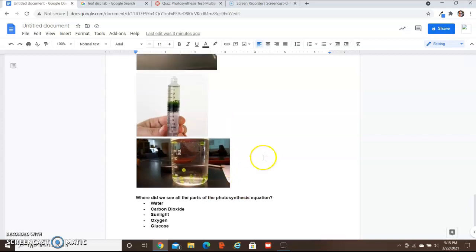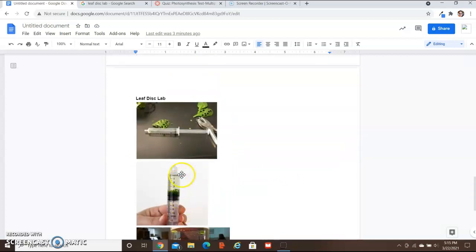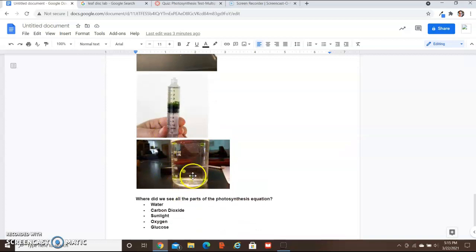So what was going on? How does this prove photosynthesis happened? Well, let's see if we can find out where all the parts of the photosynthesis equation are in this experiment. Okay, where does the water come in? Well, we have water in this end stage in the beaker. So the water is inside the beaker in the solution. Where did we get the carbon dioxide from? Well, the carbon dioxide actually comes from the baking soda that you mix in with the water. So from the baking soda. So we've got carbon dioxide. Where did we get the sunlight from? The sunlight came from the bright light.